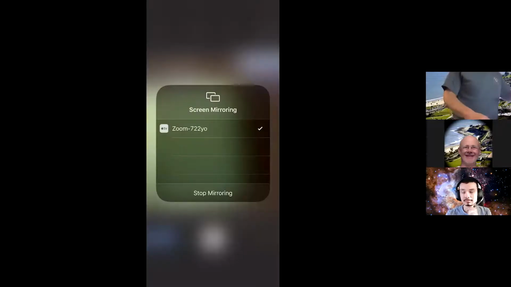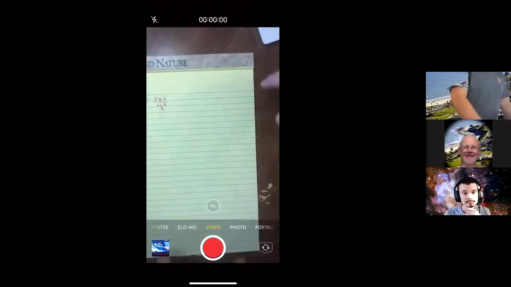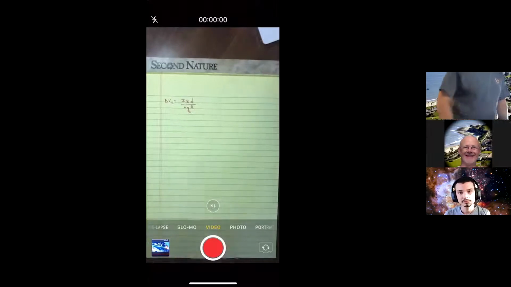Mm-hmm. But then, and let me go back to the Zoom here. All right, so I won't bother to copy that, but I will turn on the share screen here with the phone and the camera. I just gotta connect Bluetooth here. Okay. So I wrote down the equation.